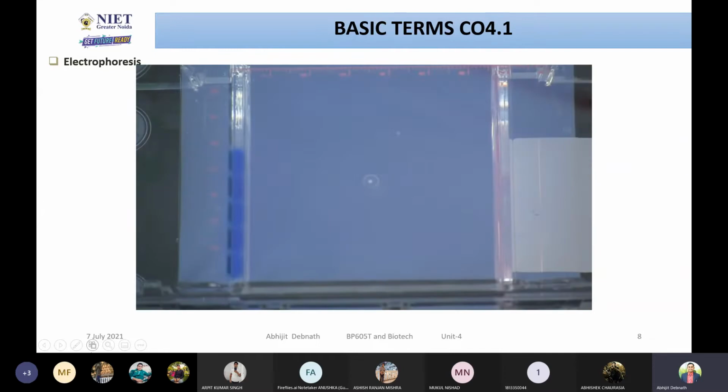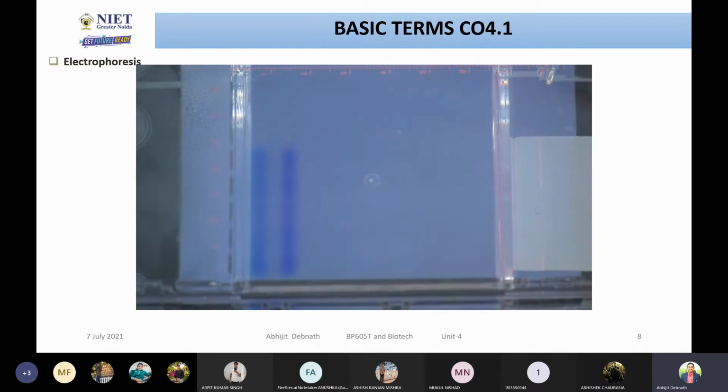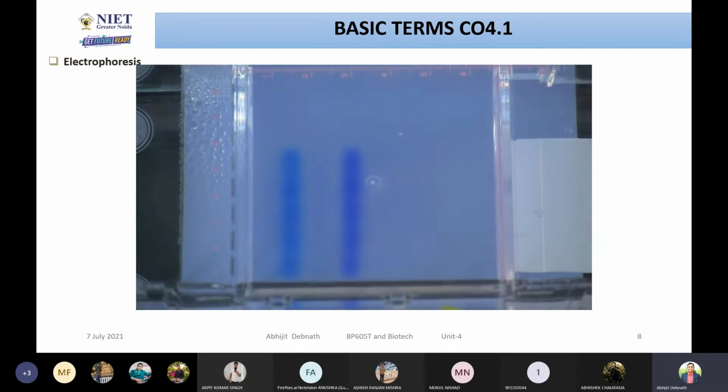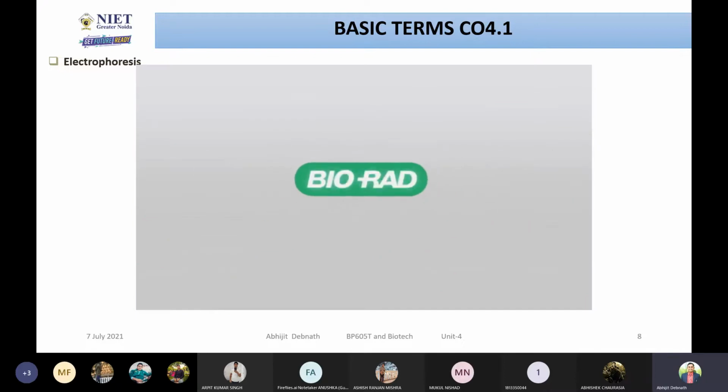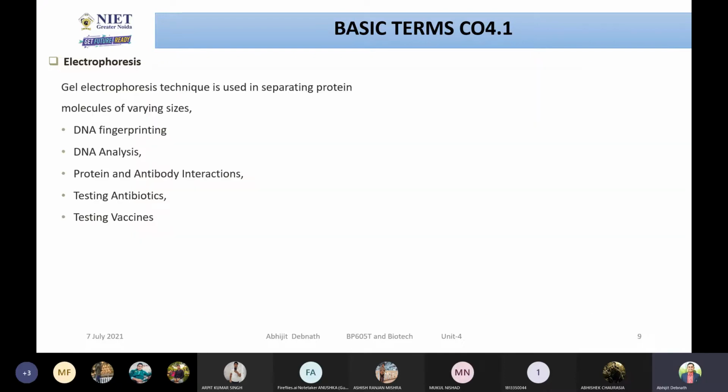In a few minutes, you should see the samples begin to migrate. Your samples will start moving in this direction, from the wells into the gel. Notice as your DNA samples run, the dye front moves from the negative electrode towards the positive electrode. And bands are actually being formed. So this is the way of doing electrophoresis.